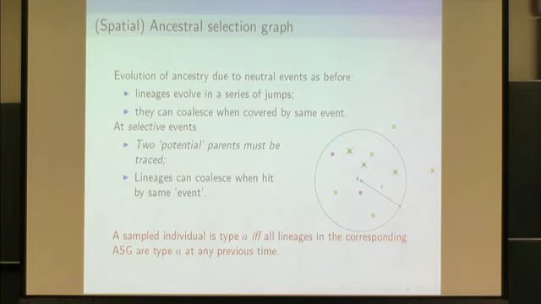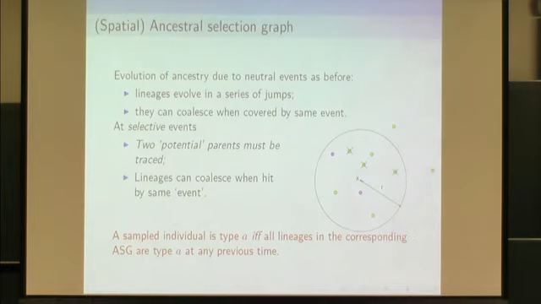So the two things are happening at the same time, but morally this is the ancestral selection graph in a spatial setting. And importantly, we have exactly the same observation as we had for the Moran model, which is that an individual sample from this population is of type little a if and only if all the ancestral lineages sitting in this corresponding spatial ancestral selection graph are of type little a at any previous time. And that allows us to answer questions like how fast a mutant spreads through a population.